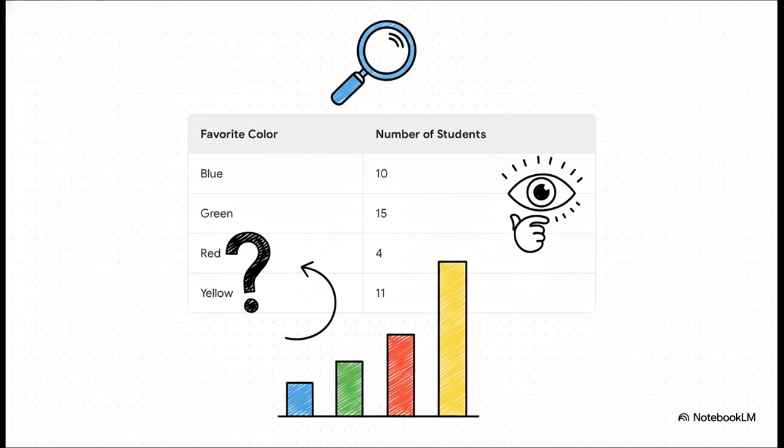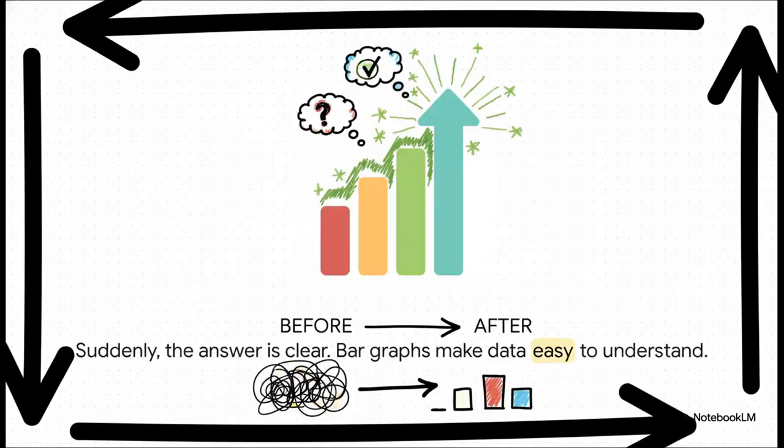It's not instant. But what happens when we turn it into a picture? Bam! The answer just jumps right off the screen. It's green. This right here is the magic of a bar graph. It's like the after photo for your data's before. It takes all the guesswork out of it and lets you see the story in a heartbeat.